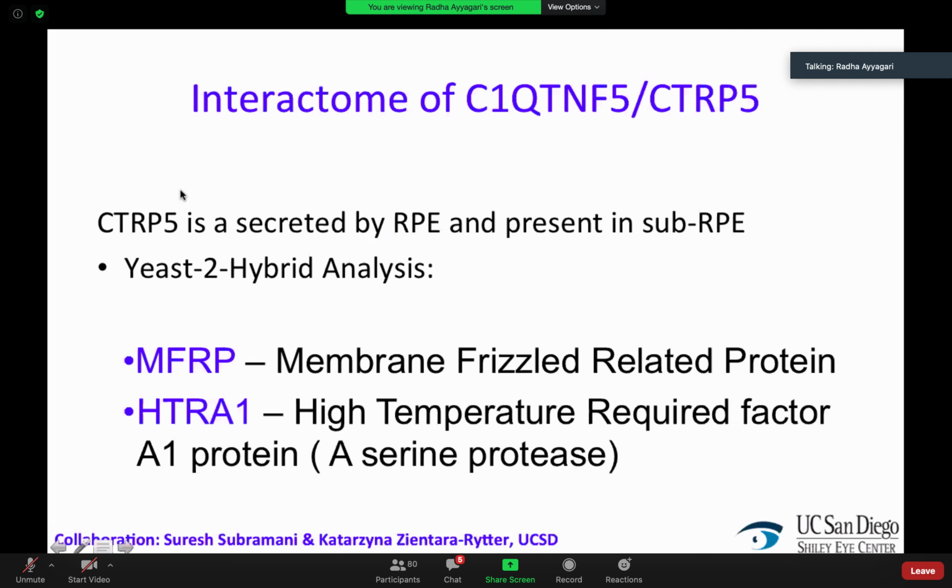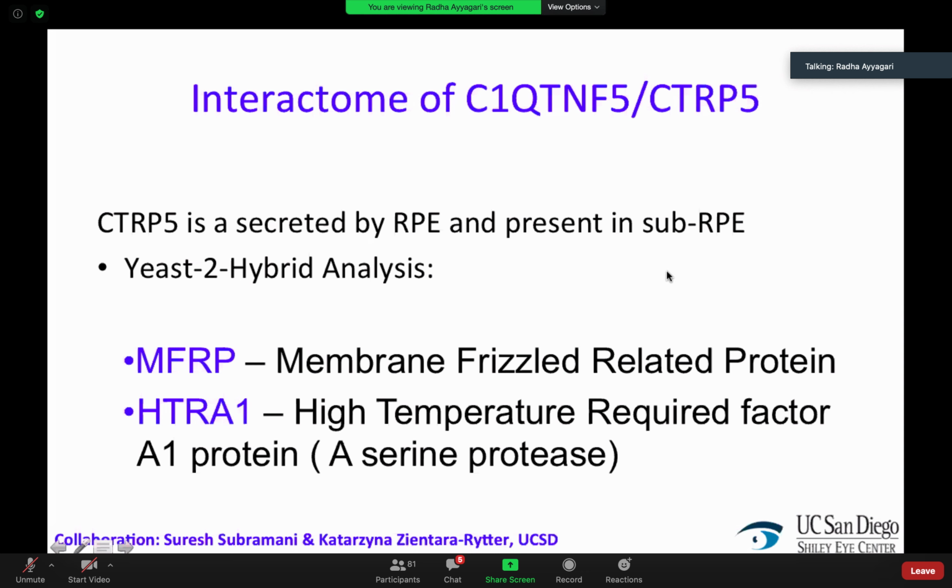Since CTRP5 is present in the extracellular matrix and accumulates in the sub-RPE region, we wanted to study the interactome of CTRP5. We collaborated with Suresh Subramani and Kasia at UCSD on these studies, and we performed yeast-2 hybrid analysis. The top two candidates were MFRP, which we already know interacts with CTRP5, and HTRA1, which is a high temperature requirement factor A1 protein.